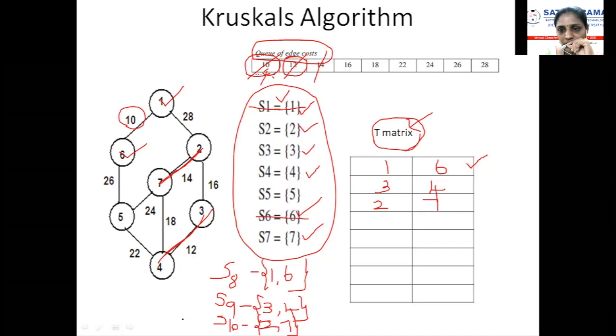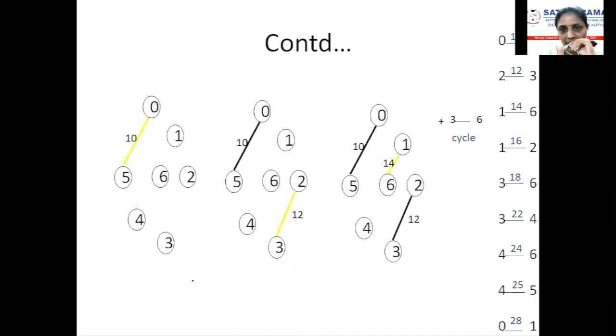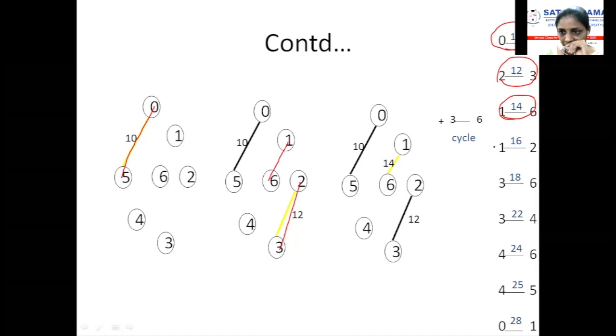Okay, so we are going to proceed like this further. I'm going to show you step by step now. I'll repeat if you want. Listen, I have considered the first edge 10. 0 and 5 have come from a different set, so attach it. 12, different set, attach it. 14, different sets, so attach it.